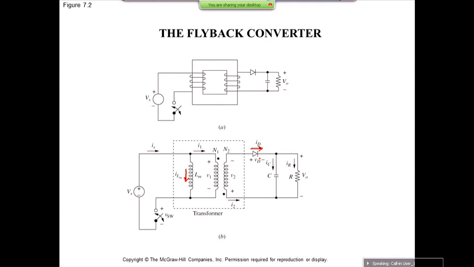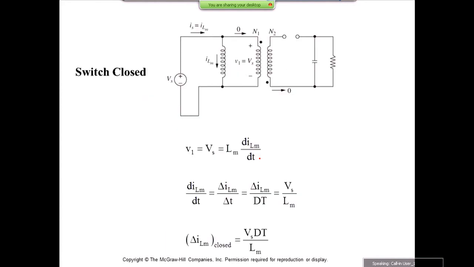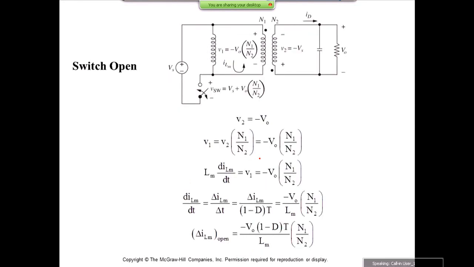When you open up the switch, this magnetizing inductance forces this diode to be on, and when this diode is on, the output voltage is applied across the secondary of the transformer. You can translate it to the primary side, and that voltage is negative. Therefore, the current of the magnetizing inductance ramps down, and you have more like a buck-boost kind of mechanism without that negative sign that appears in some textbooks.